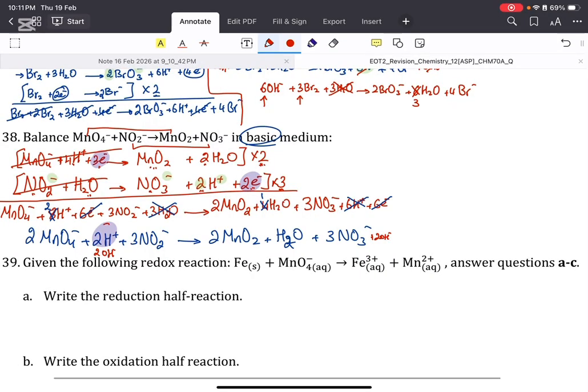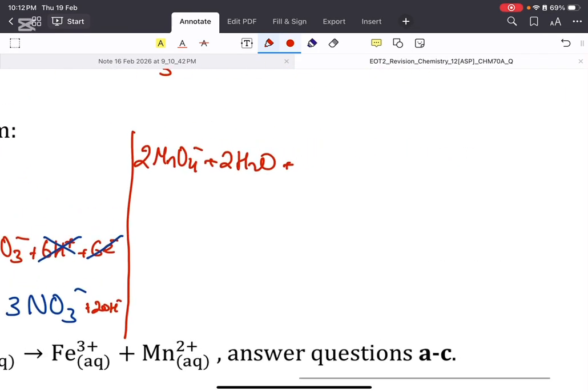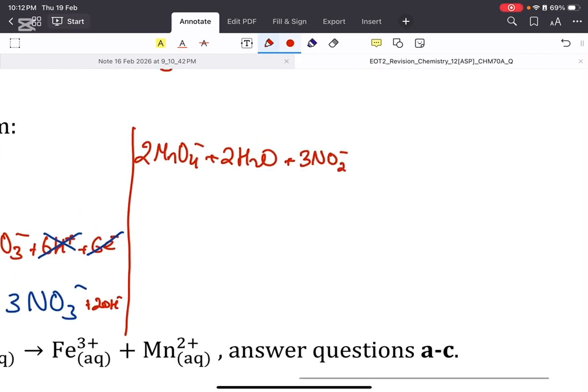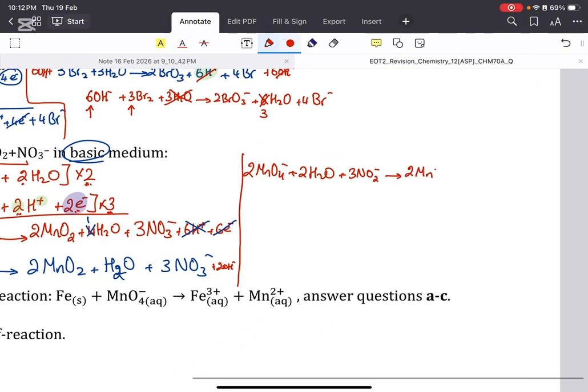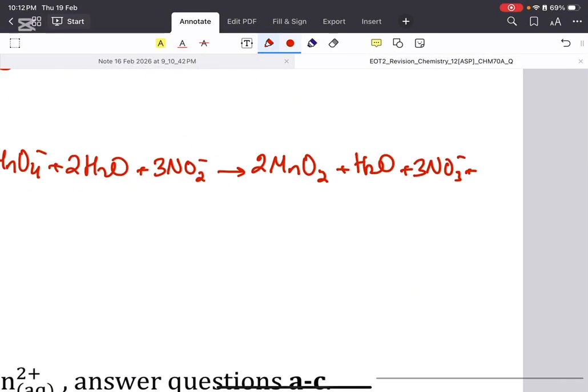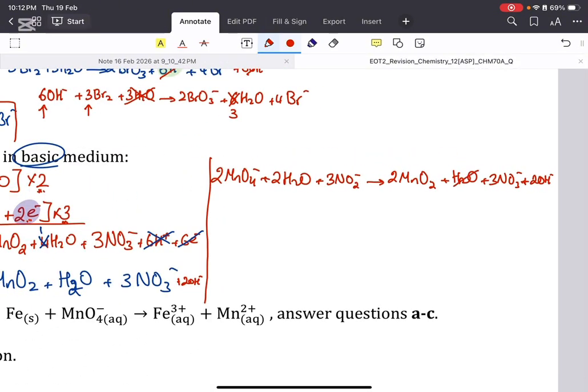Now let's write it. 2H plus and 2OH minus is going to equal to 2H2O. So I'm going to write it again. 2 MnO4 minus plus 2H2O plus 3 NO2 minus will give me 2 MnO2 and H2O and 3NO3 minus and 2 hydroxide ion. Now this is gone and only this one will remain.